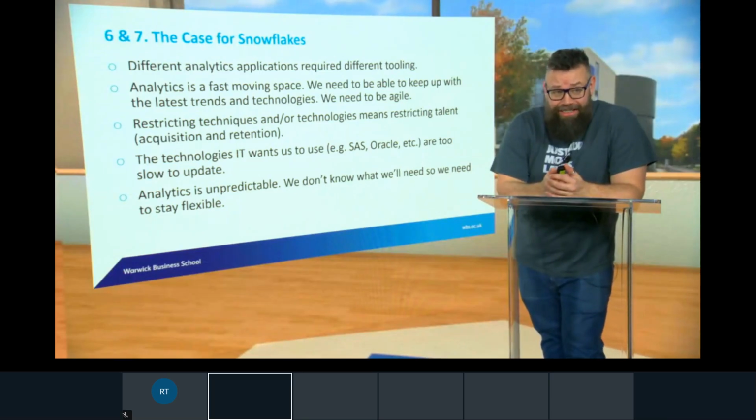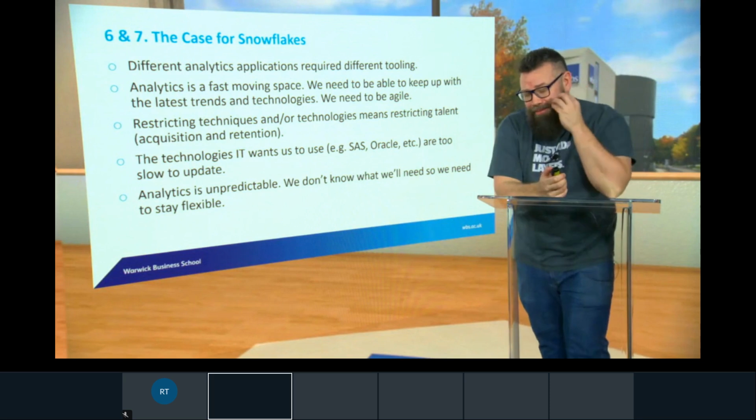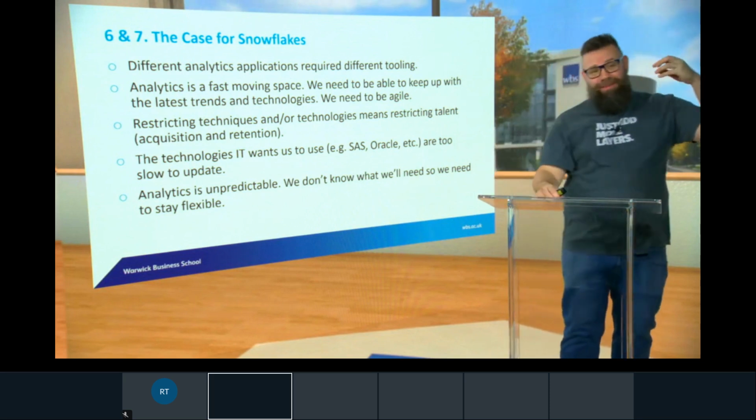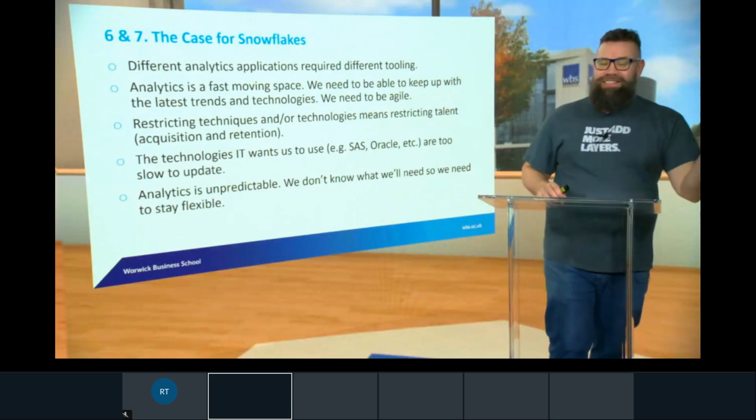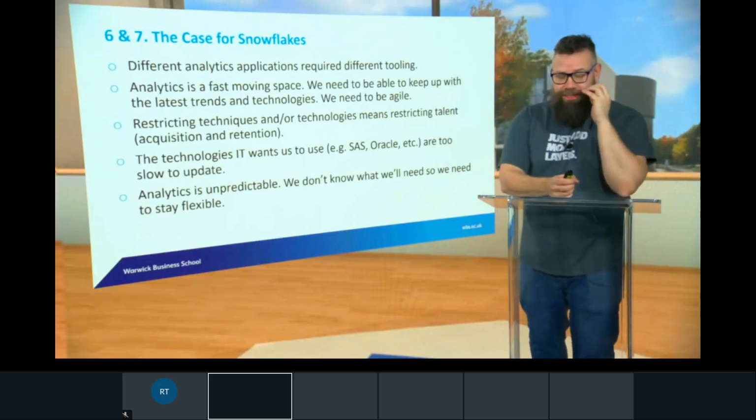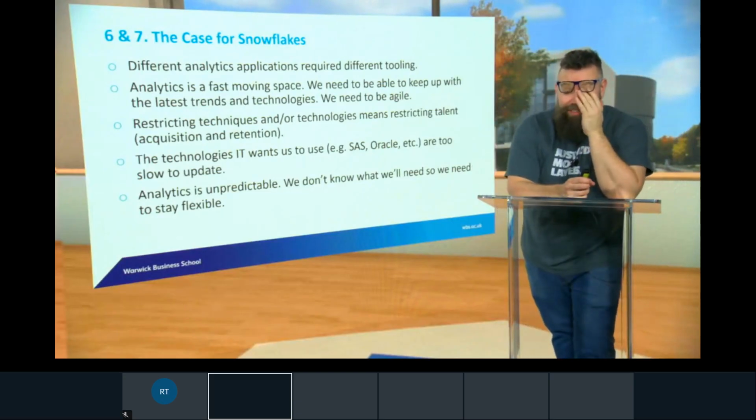Often in analytics, IT, the company, wants you to use things like SAS and Oracle and SPSS and so on, MATLAB, because these are really well-established, well-documented, well-security tested, come with SLAs and guarantees. They're paid for products, and they're really stable and secure. That's often good for the company.